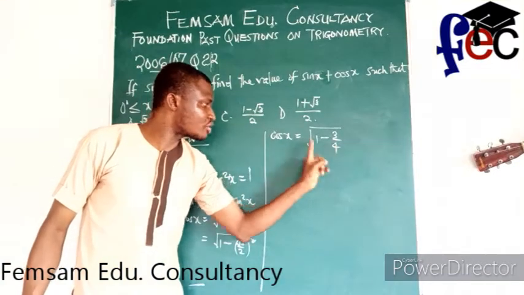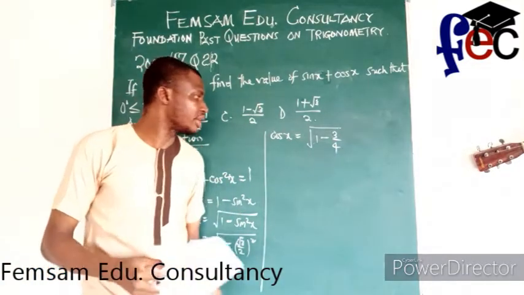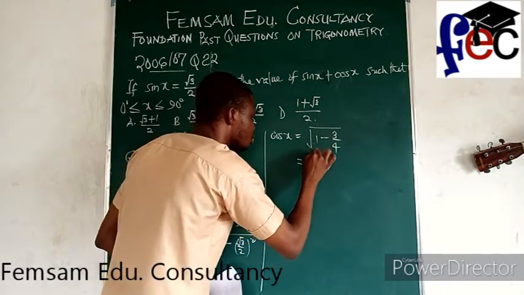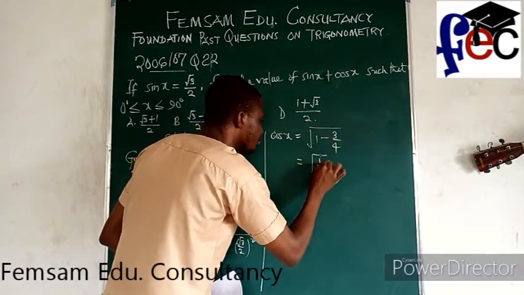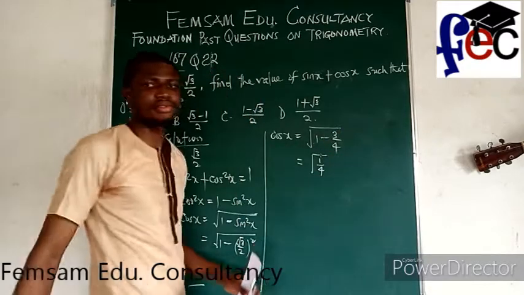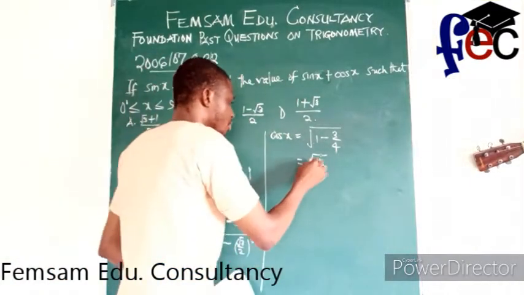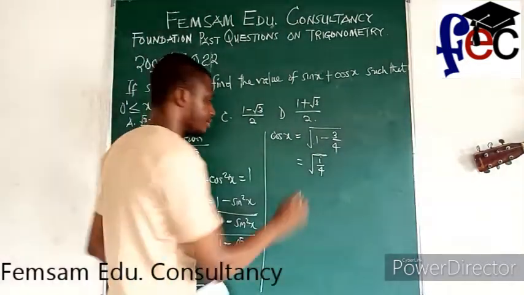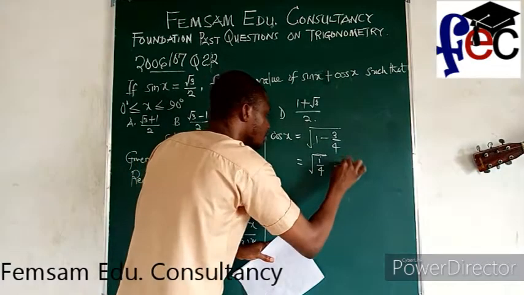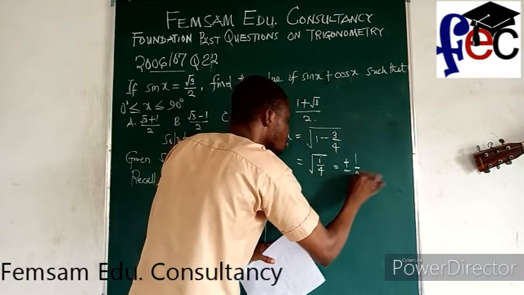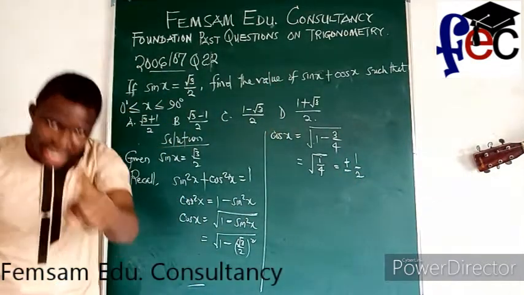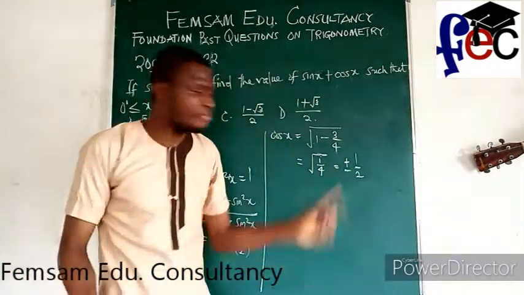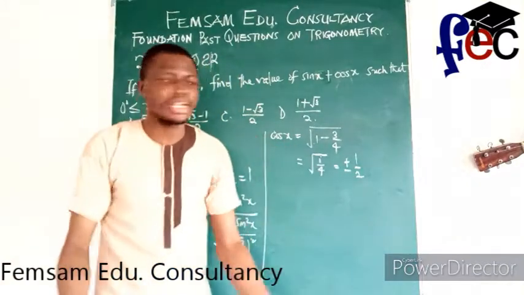Subtracting a proper fraction from 1, remember how we are to do that? This will give me square root of 1 over 4. 4 minus 3 over 4. So now what is the square root of 1 over 4? That will give me plus or minus 1 over 2. Now, cos x can either be plus 1 over 2 or minus 1 over 2. So which one are we to make use of?